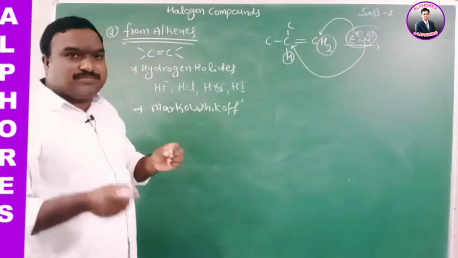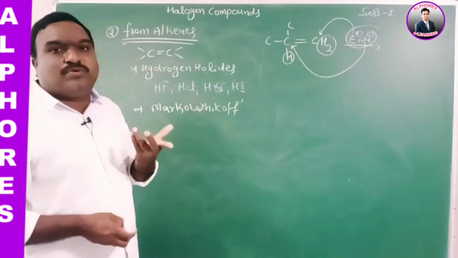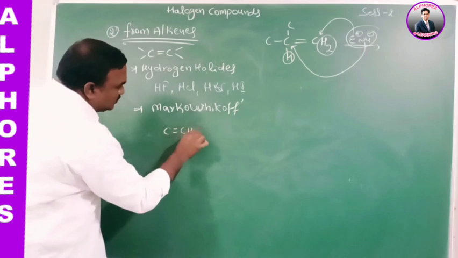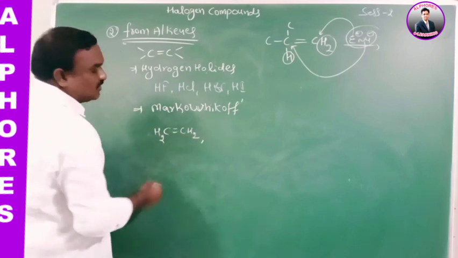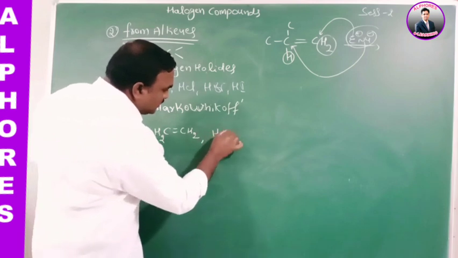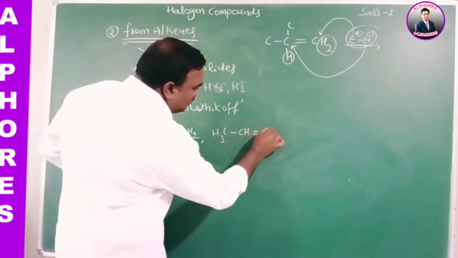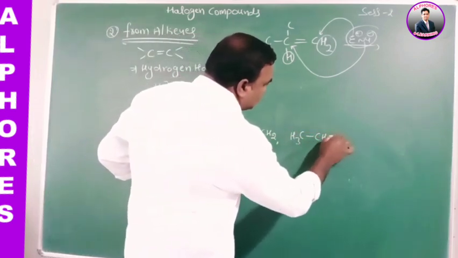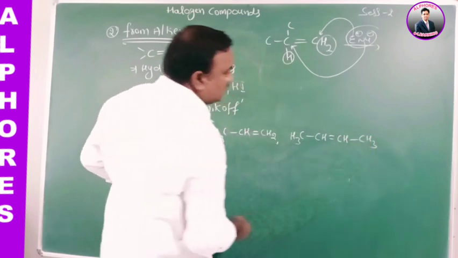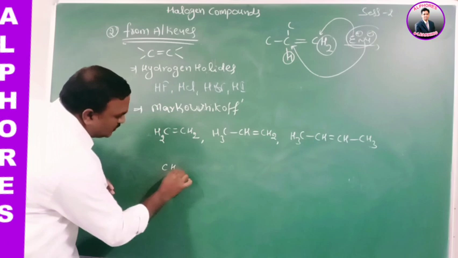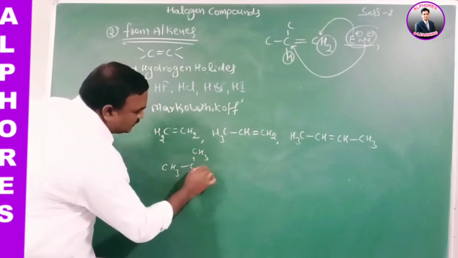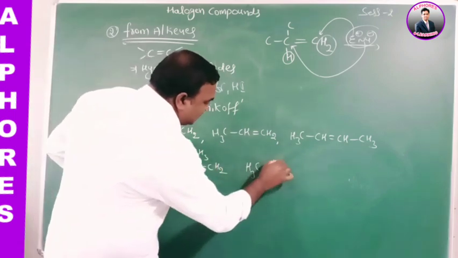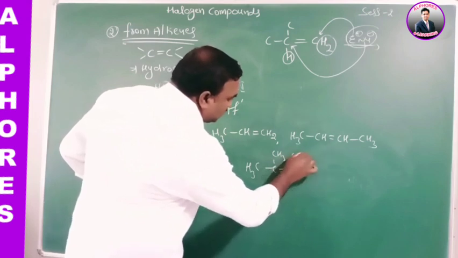The Markovnikov rule is applicable only for unsymmetric compounds, but not for symmetric compounds. For example, here CH2 and here CH2, the ethylene compound. Here CH3, CH double bond CH2, and here 2-butene is given. Here CH3 is given, a monosubstituted propene, and then here CH3 is given, a disubstituted butene.